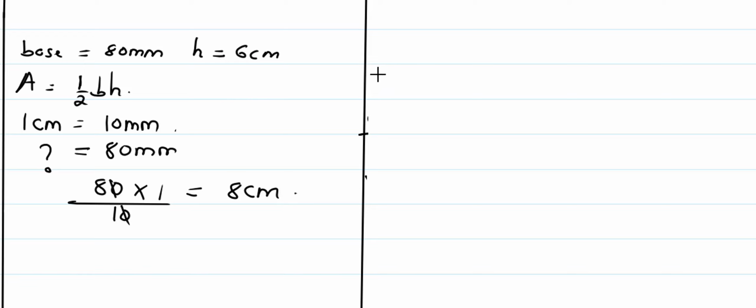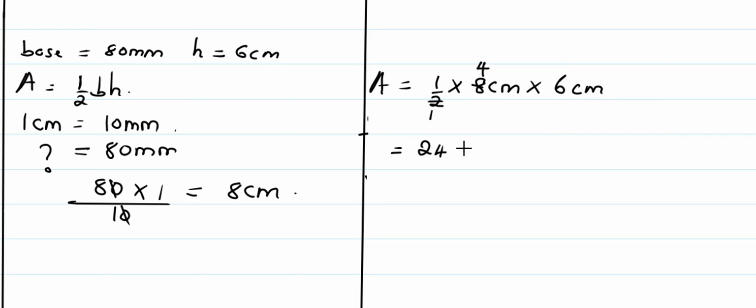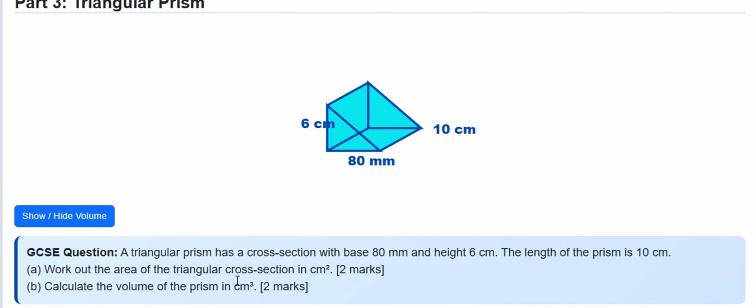We can get the cross-section area, which is area is given by half of the base, which is 8 centimeters multiplied by height, which is 6 centimeters, like that. So I divide this by 2, 1 by 2, 8 divided by 2 is 4. So 4 multiplied by 6, which is 24, but then the centimeters multiplied by this one becomes centimeters squared, and that becomes the answer for this here, the cross-sectional area in centimeters squared.